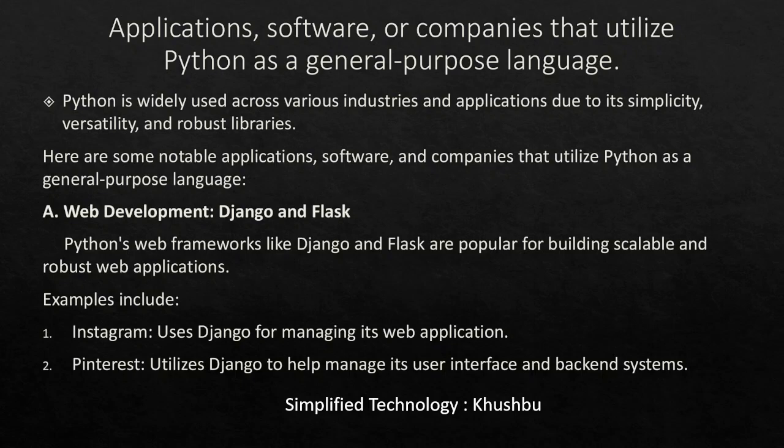Below, I will give you some notable applications, software, and companies that utilize Python as a general purpose language. First, for web development, Django and Flask are used. Python's web frameworks like Django and Flask are popular for building scalable and robust web applications. Some examples are Instagram, which uses Django for managing its web application. Pinterest uses Django to help manage its user interface and backend system.